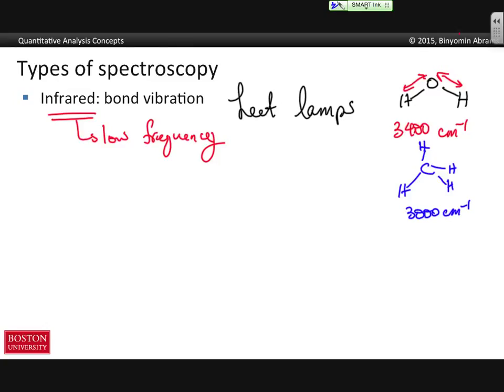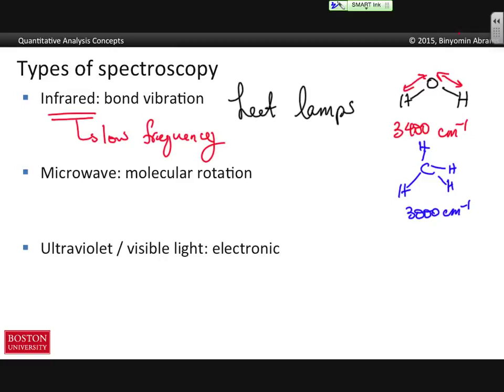Okay, so that's infrared. Switching to microwave. Microwave radiation, again, is not going to cause bond vibration, but microwave radiation can cause molecular rotation. In most general chemistry classes, we look a lot at ultraviolet and visible light, and that's because this corresponds to the electronic transition. So these are the electrons in the molecules.